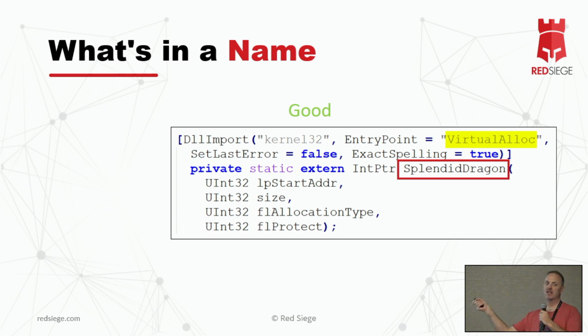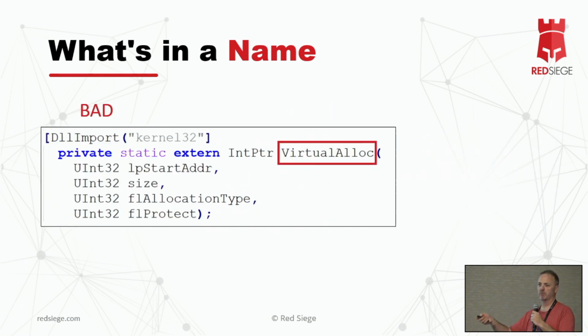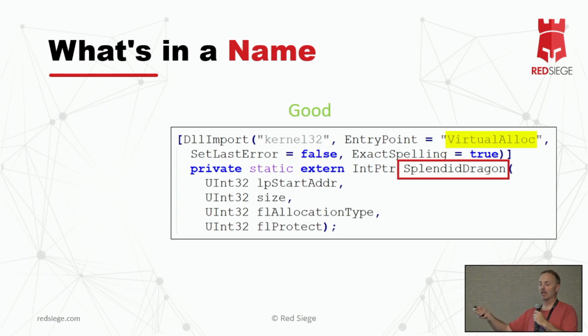Now, there is no magic to the word Splendid Dragon. That is just what my random word pair generator came up with the day I created this slide. What's magic about this is that now when I want to allocate memory, I don't call VirtualAlloc. I call Splendid Dragon in my code. And I've changed up this brittle signature. I talked about brittle signatures earlier. This brittle signature, by simply making it a little different.